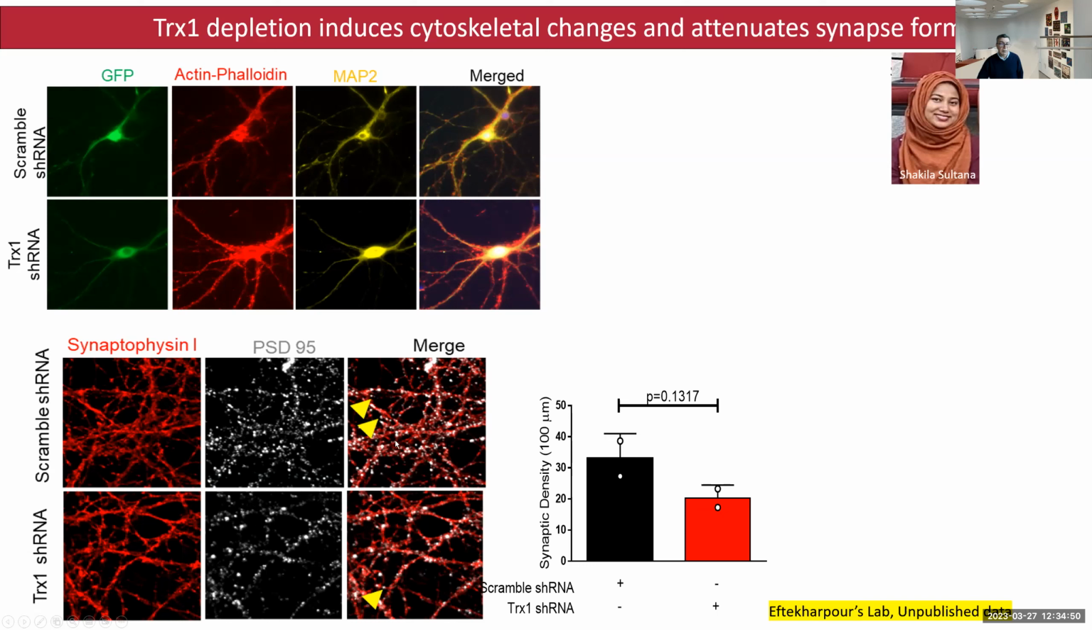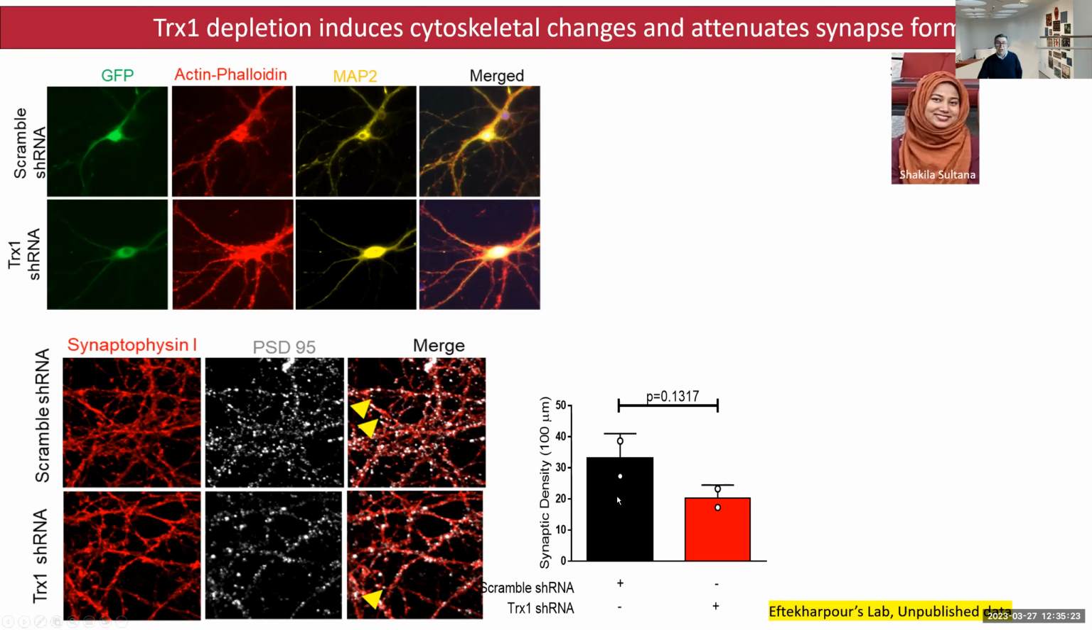And here, Shakila is looking at the co-localization of PSD95 and synaptophysin as markers for functioning synapses, hopefully, or structurally sound synapses. And based on our preliminary data, we see that there is a good decrease in the amount of synapse markers. So perhaps depletion of thioredoxin is related to decrease in synapse formation.